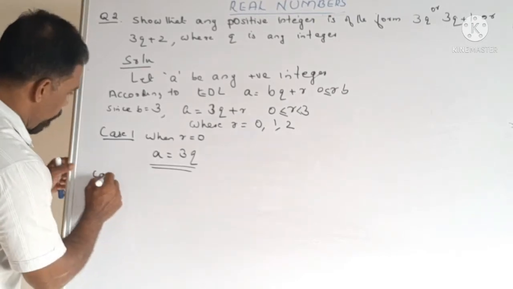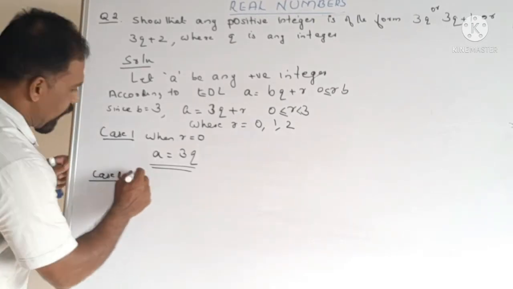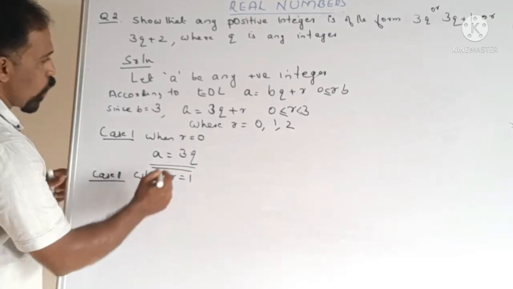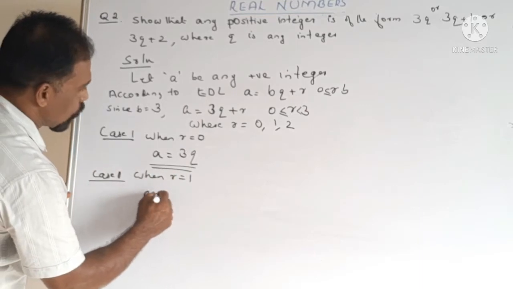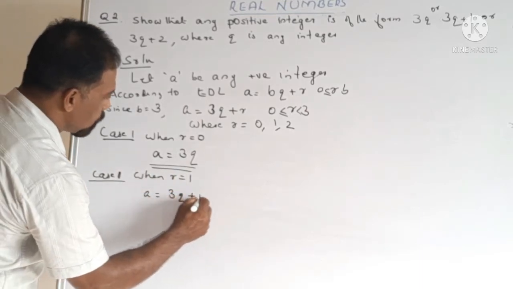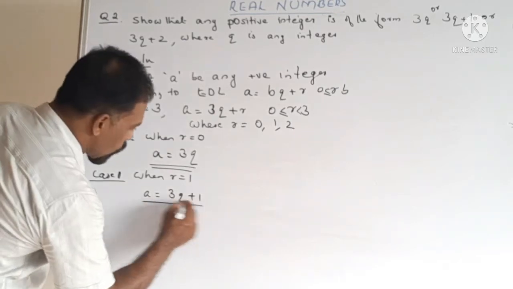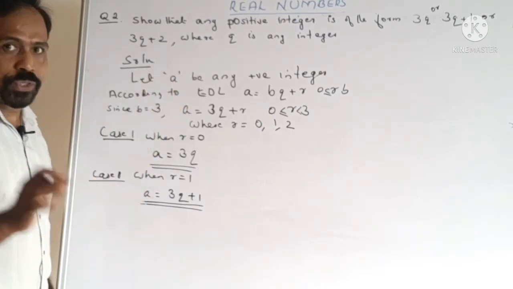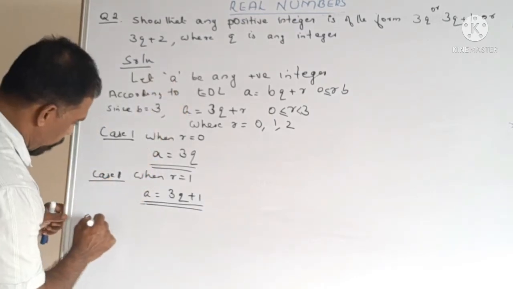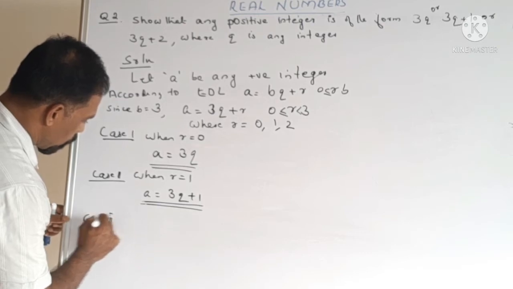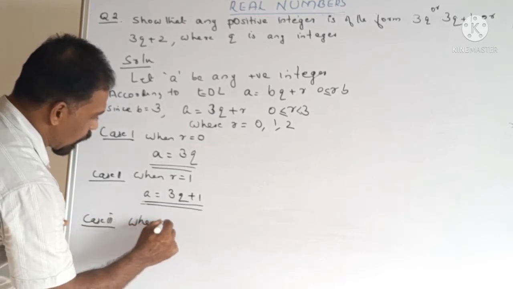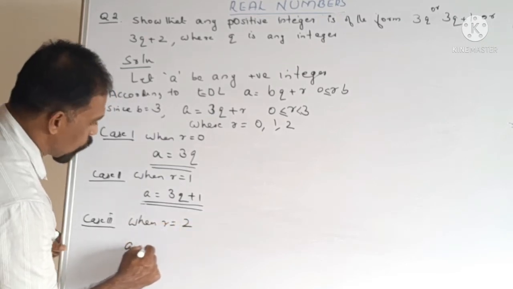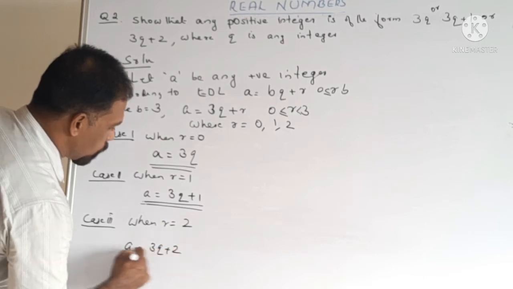Now case 2. When r is equal to 1, our equation is a is equal to 3q plus 1. So when r is equal to 1, we can write a is any positive integer. Now case 3, when r is equal to 2, our equation will become a is equal to 3q plus 2.